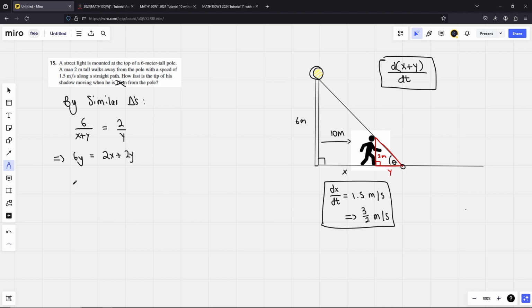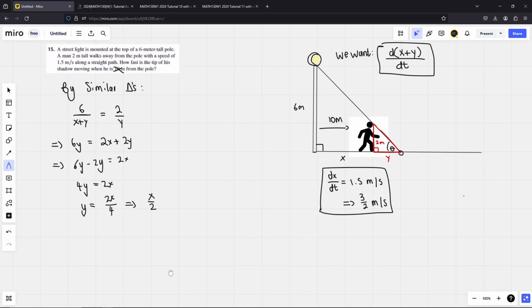So what I'm going to do is solve for y, because if I can solve for y, then I can substitute it into what we want. Remember, we want this, and I can take the derivative with respect to time. So let's solve this for y. If I take this across, it's going to be 6y minus 2y equals 2x, and that's 4y equals 2x, so y is equal to 2x over 4, or x over 2.